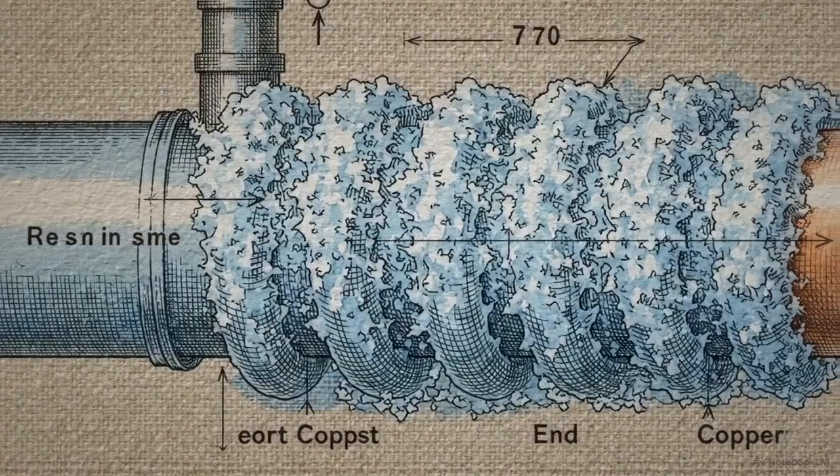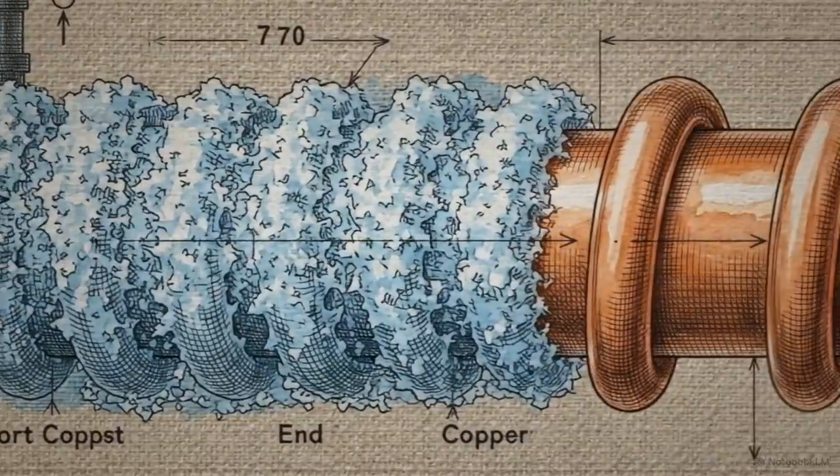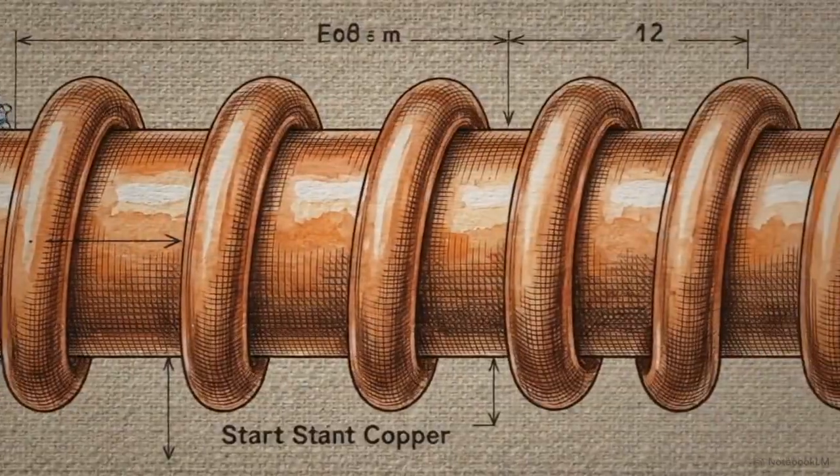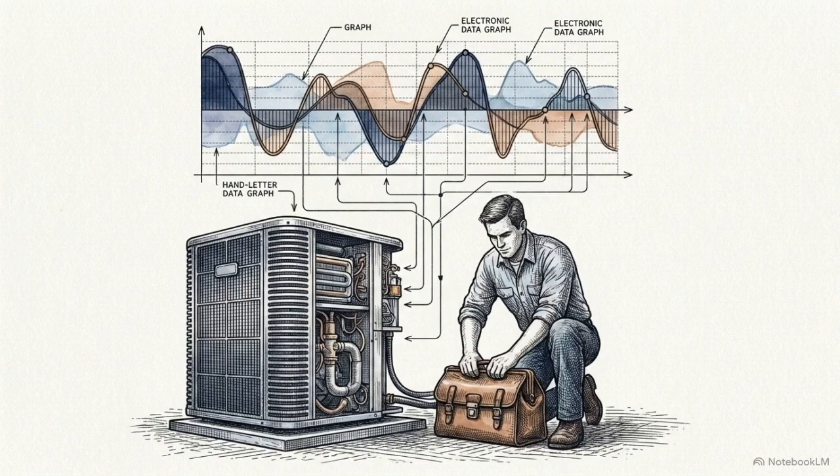By tracking the physics of the phase change, a technician can see exactly where the liquid ends and the vapor begins, providing the data needed to pinpoint why a system is failing to cool.